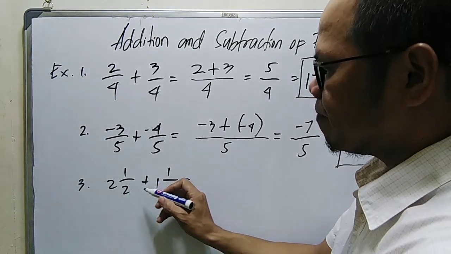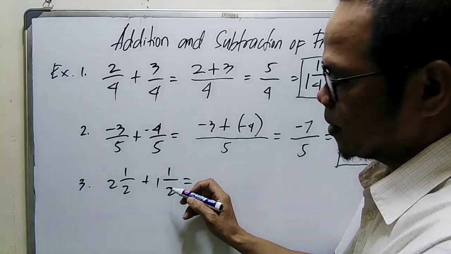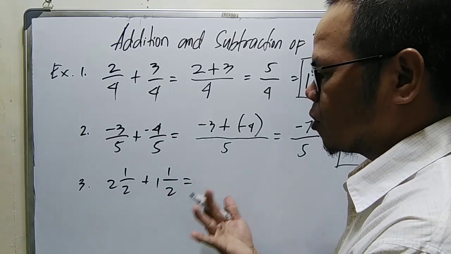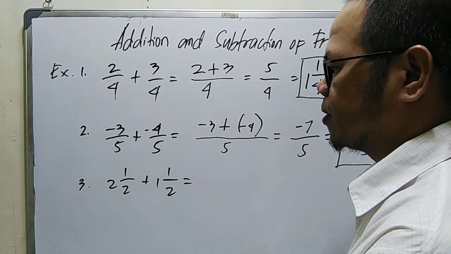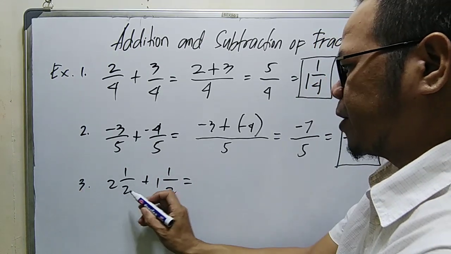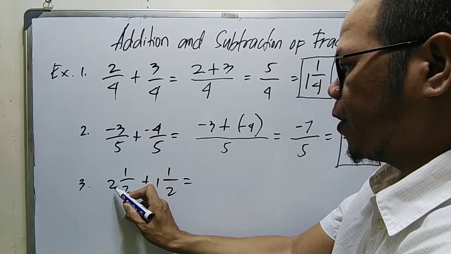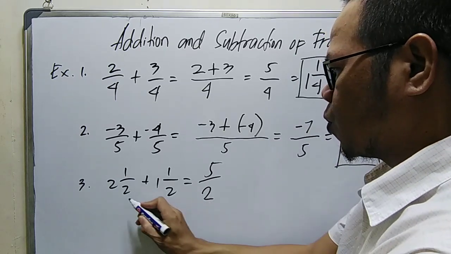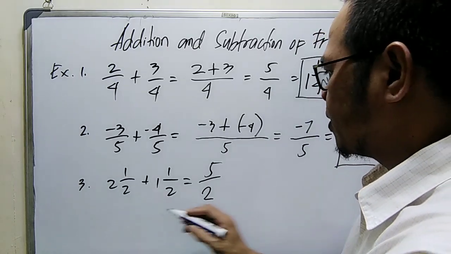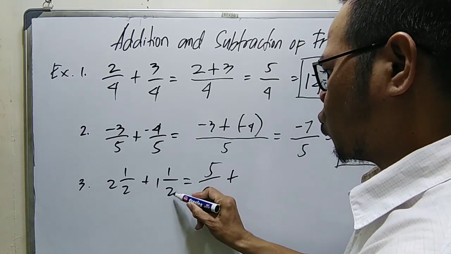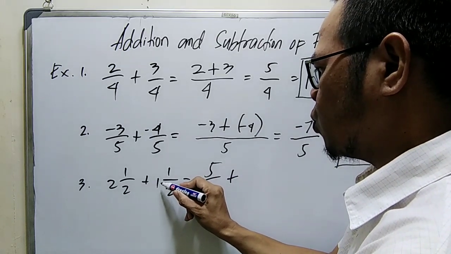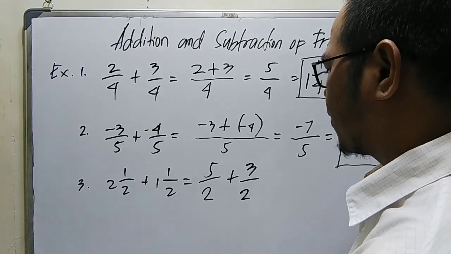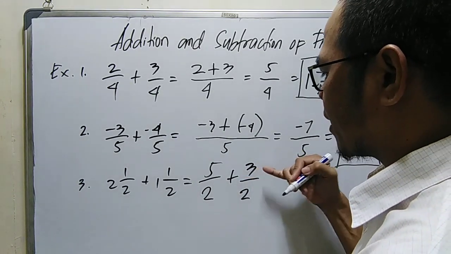2 and 1 half plus 1 and 1 half. From mixed numbers, gawin natin itong improper fraction. Yung first na mixed number, so 2 times 2 is 4 plus 1 is 5 over 2. Kung ano yung denominator niya, yun ang kopyahin mo. Then plus 2 times 1 is 2 plus 1 is 3. So 3 over 2.